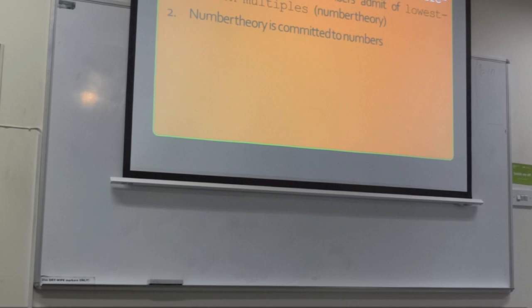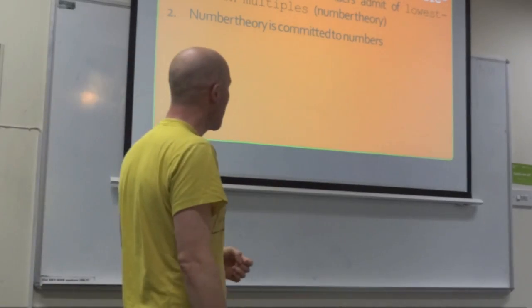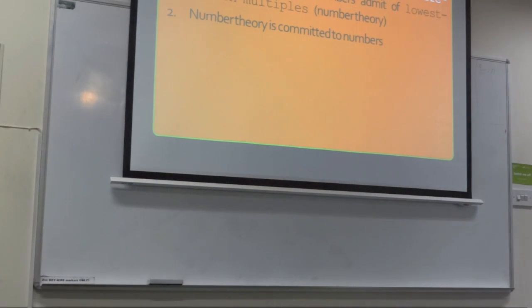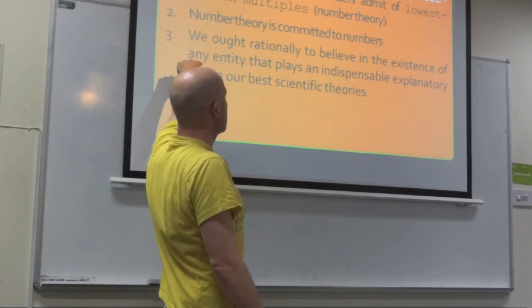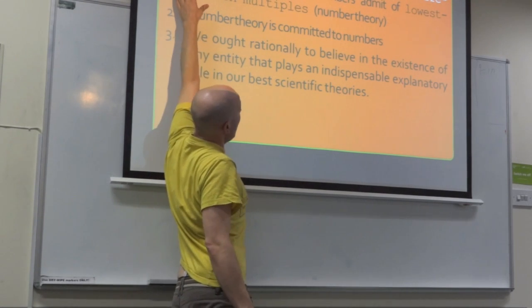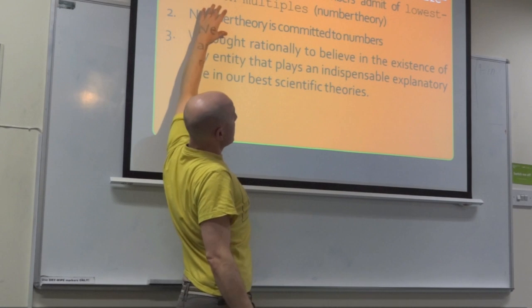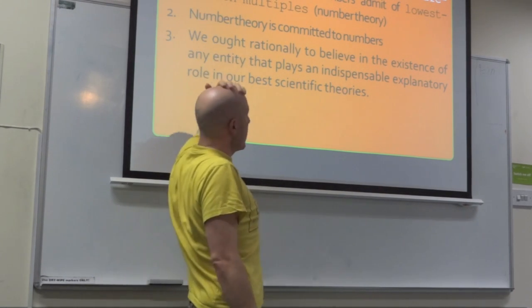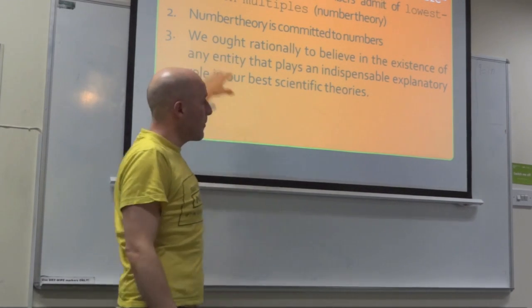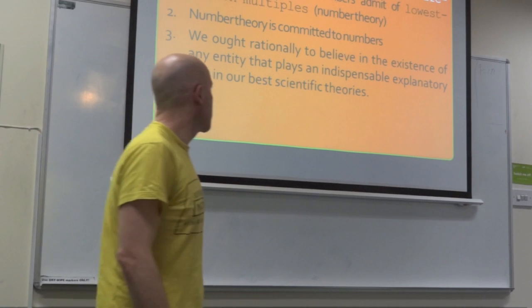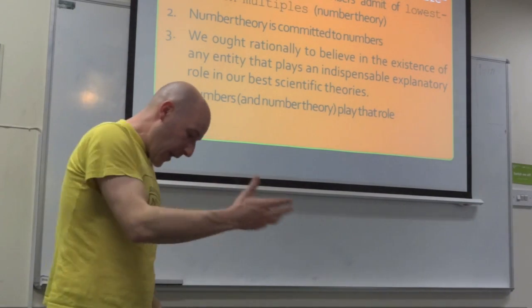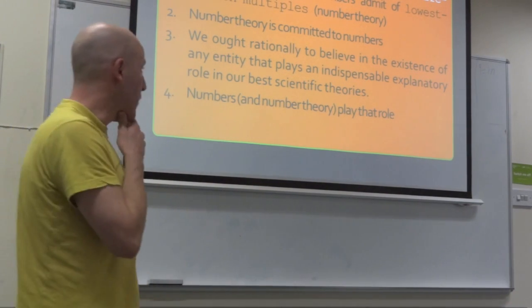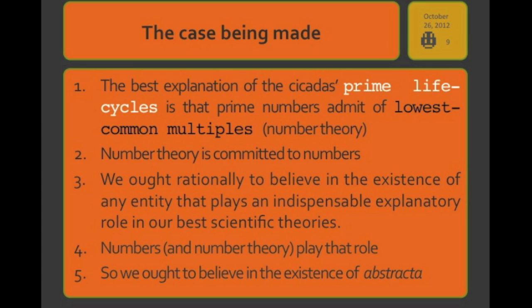Number theory is supposed to be committed to numbers. That seems quite straightforward; it would be odd to question that, at least prima facie. So we all rationally believe in the existence of any entity that plays an indispensable role in these things. Here we can see that role being played, and here we can see what the commitments of number theory are: that numbers exist. We ought to rationally be committed to believing in the existence of entities that play this indispensable role. So, given that number theory and numbers do play an indispensable role in our best scientific theories, we ought to believe in numbers. So that's the argument in a nutshell.